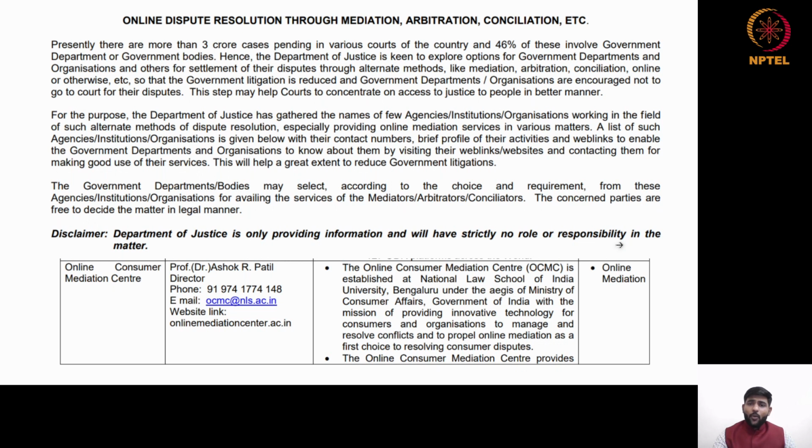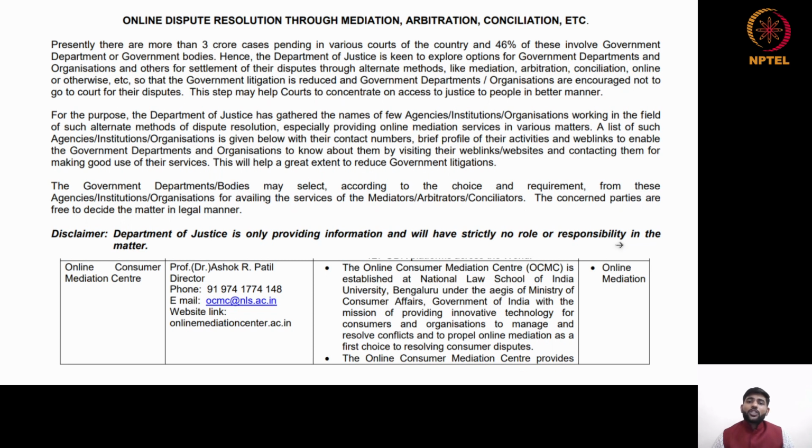With this, there is one recognized mediation center developed at the National Law School of India University, which we call the Online Consumer Mediation Center, and it was recognized by the Department of Justice.